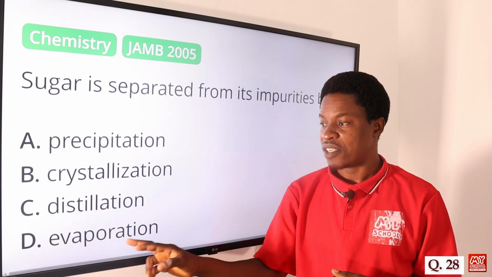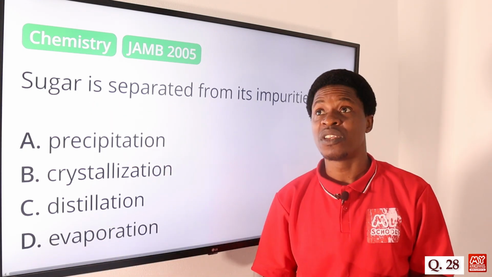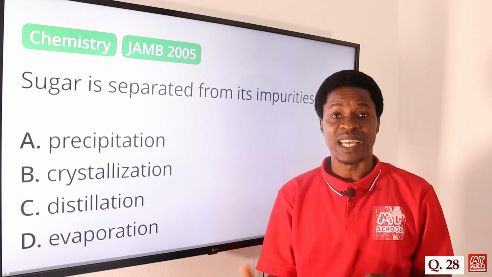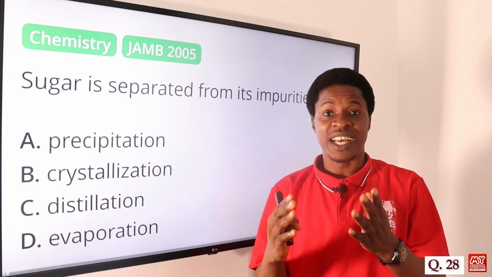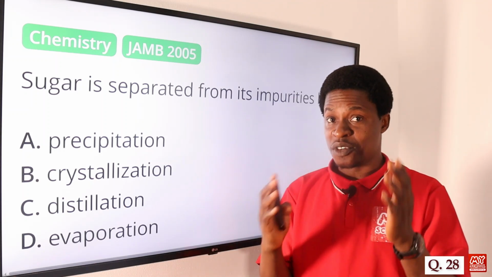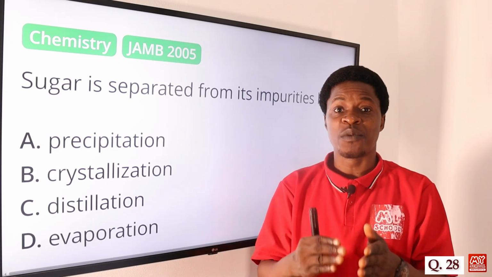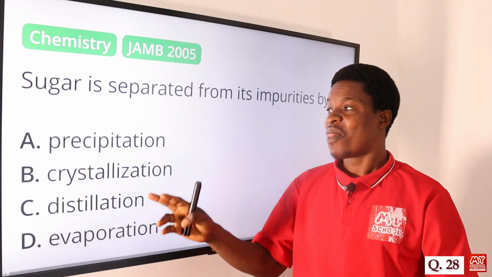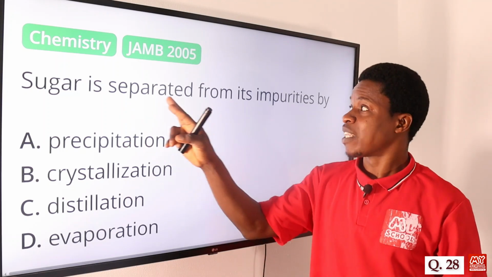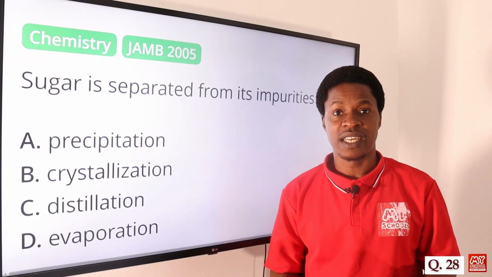Option D says evaporation. We cannot evaporate. If you evaporate sugar in the mixture, it's going to lead to what we call charring of sugar. The water vaporizes, and then carbon is formed, and you have charcoal. So it now becomes blackened. You have a black sugar. That's what we call the charring of sugar. So that will not give us a pure substance here. Among these separation techniques, sugar is separated from its impurities by crystallization. Option B is the correct answer.